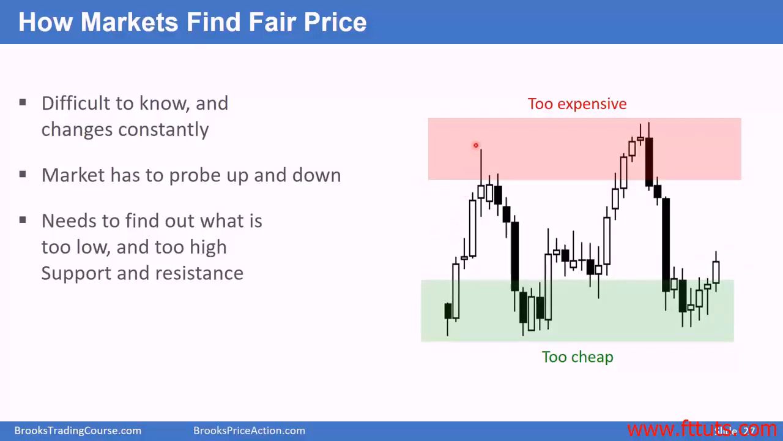The market's constantly probing. If it runs out of buyers and sellers come in very aggressively, the price is too high, it goes down. If all of a sudden it gets too cheap, a lot of buyers come in and the sellers stop selling at this price, they're only willing to sell higher, price goes up. The market's always probing to find out what too high is, what too expensive is, and what too cheap is.